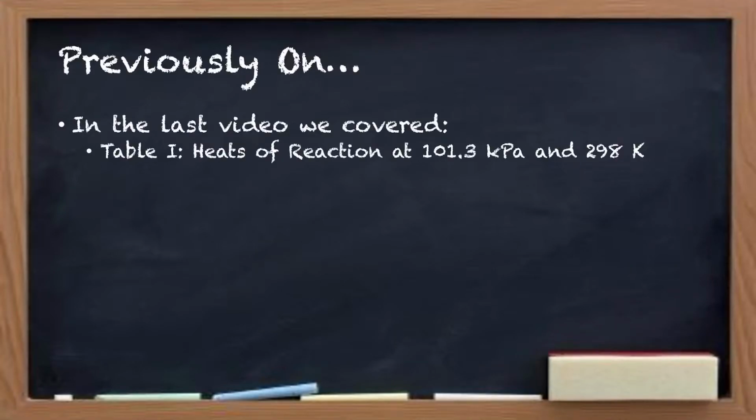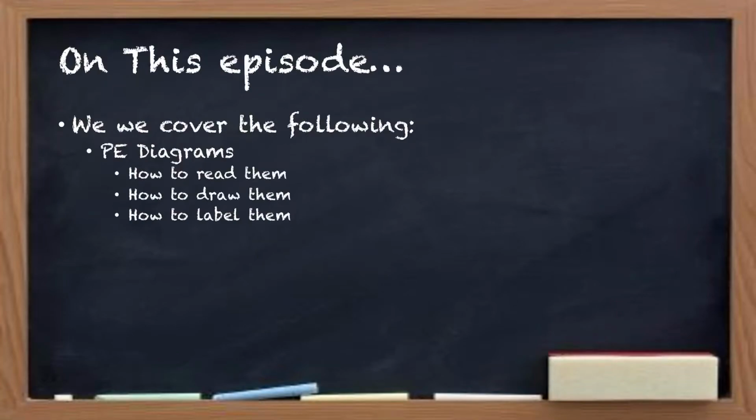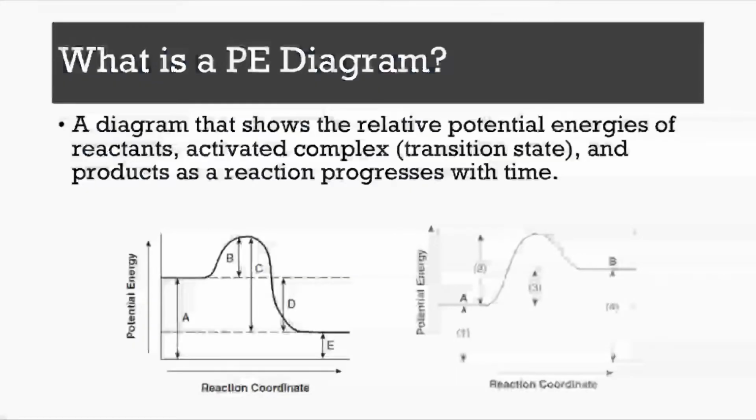In the last video, we covered details regarding Table I on the chemistry reference table, how it's used and how to manipulate it a bit. Today we're going to cover PE, or potential energy, diagrams. We're going to talk about how to read them, how to draw them, how to label them, and all this other great stuff. So, a good place to start is, what is a PE diagram?